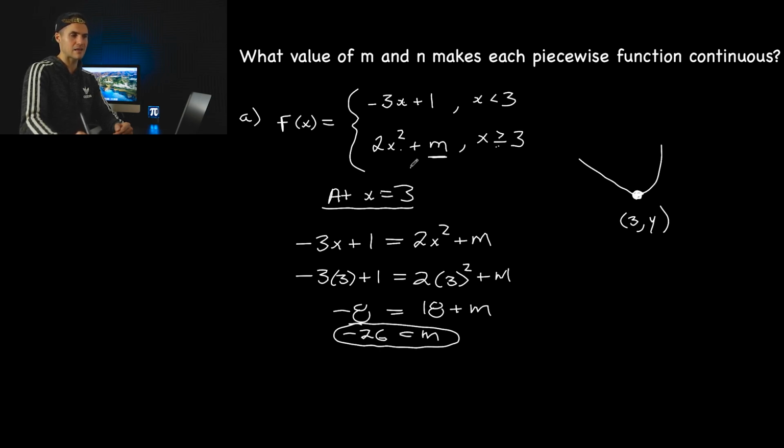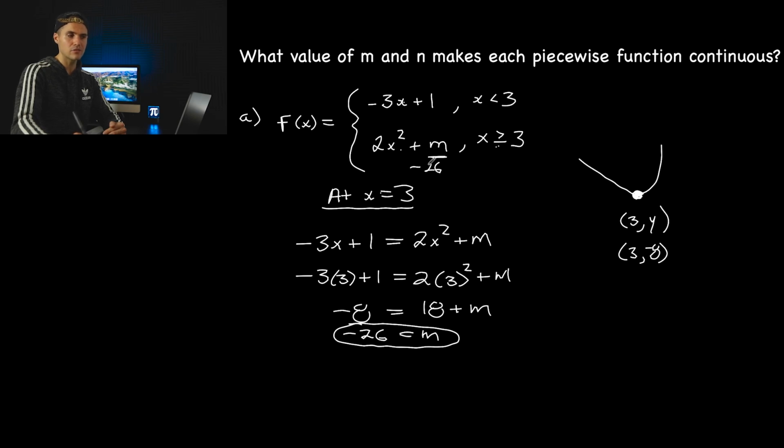So if m is negative 26, so if the quadratic is 2x squared minus 26, if you were to graph this, you would notice that this piecewise function would be continuous, right? At an x value of 3, the line is going to have a y value of negative 8. And if we plug in an x value of 3 for the quadratic, it would also have a y value of negative 8. Right? So they're both going to meet at the same point. So that's the m value that's going to make it continuous.